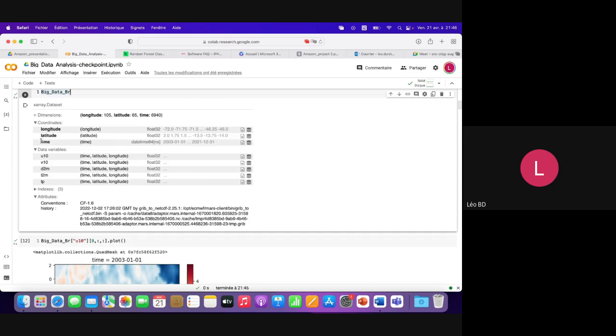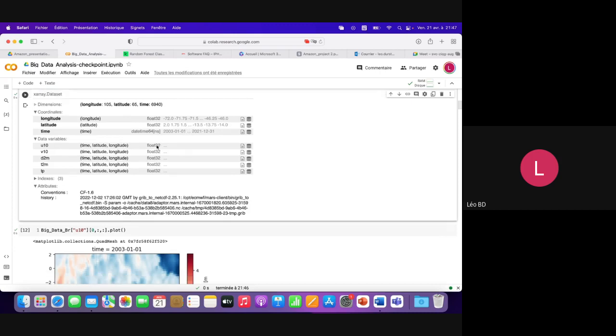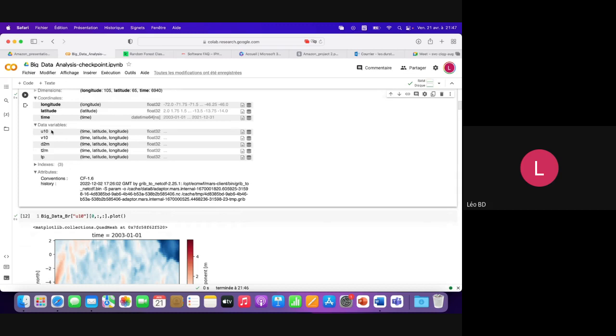Then we have the time dimension, and it goes from 2003 to the end of 2021. We have one point per day, so each day we have one data point. We could also download each hour, but we did an analysis day by day. And now we have our proper data.